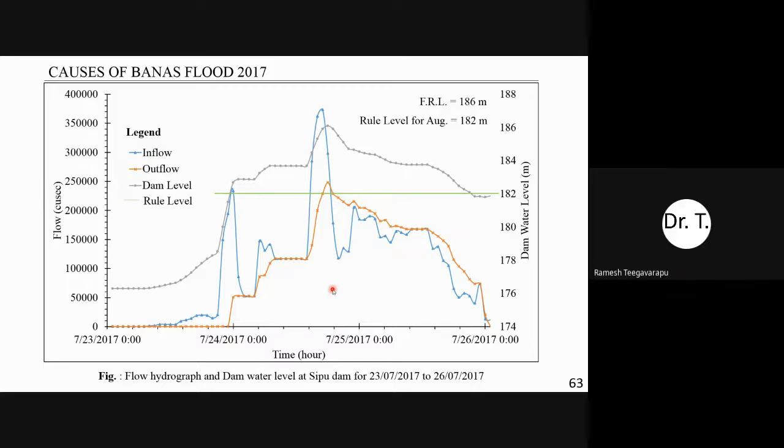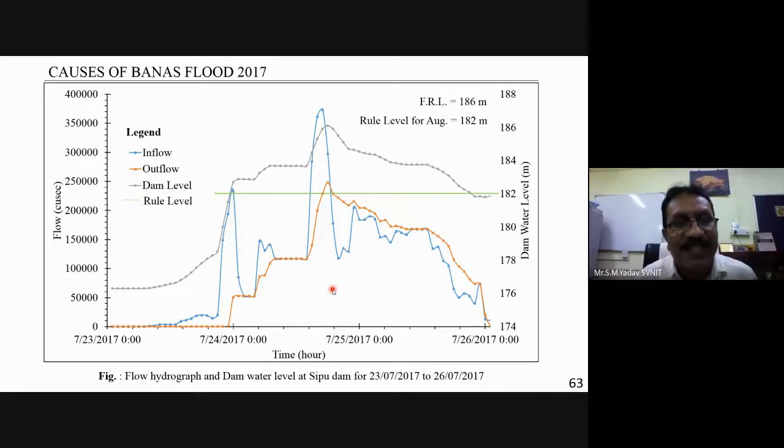The flow is in minutes. And the dam authority was left with no other option than to release the water, almost opening all the gates, and release the water from both the dams.